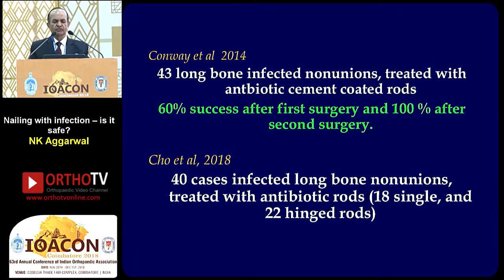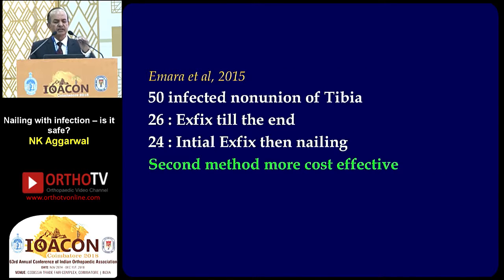Now these are the latest studies. This is the largest, 43 long bone infected non-unions with antibiotic cement coated rods. They found single stage success in 60% of cases, and 40% of patients needed a second operation, and then they achieved almost 100% result. And there is another study of about 40 non-unions. These are the 2 latest studies. Now this is a comparative study where they used X-fix and nailing or X-fix only, and they found that an initial period of X-fix, which is then replaced by nailing, is always better.